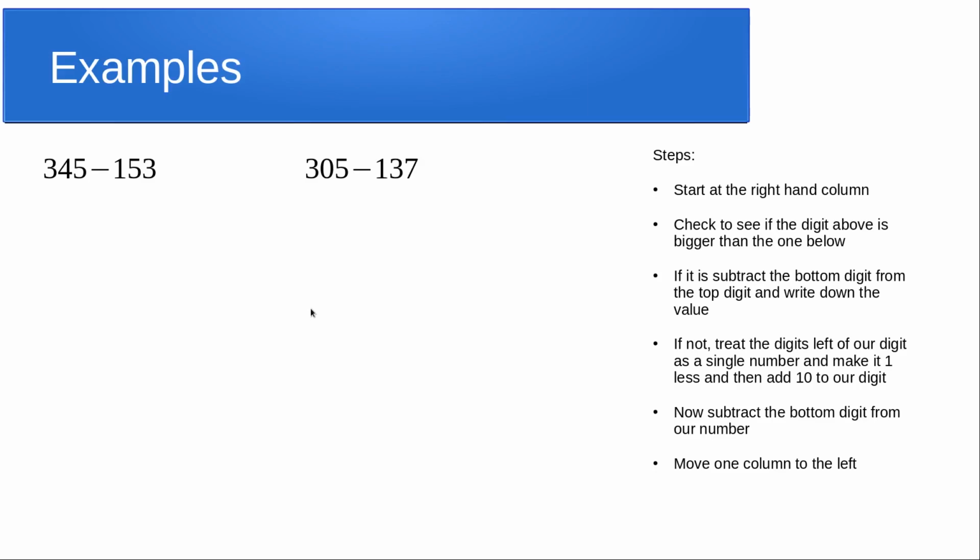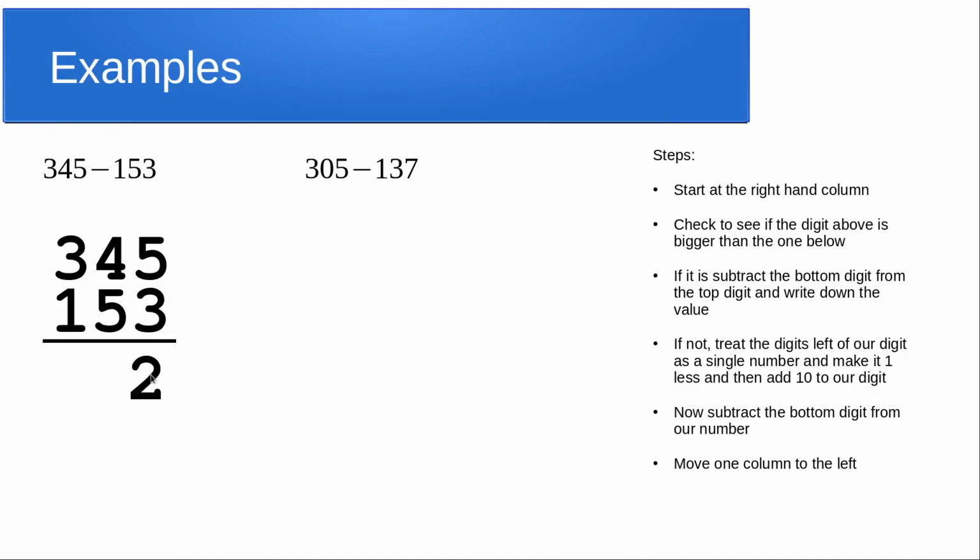So let's look at two examples, and they look very similar, but this one has got that slight difference, and we've got the steps that we can follow down here. So let's look at 345 minus 153. So the top number is bigger than the bottom number, so we're just going to do 5 take away 3, and the answer's 2.